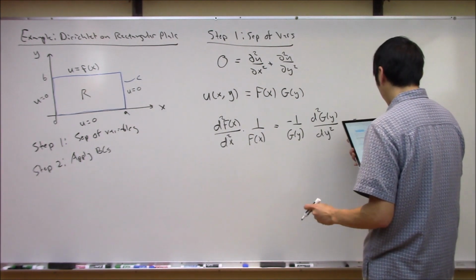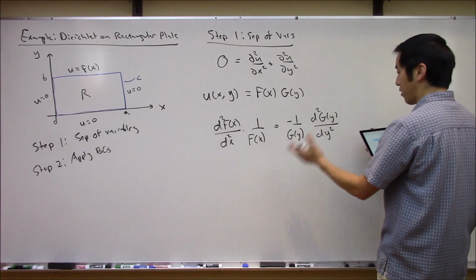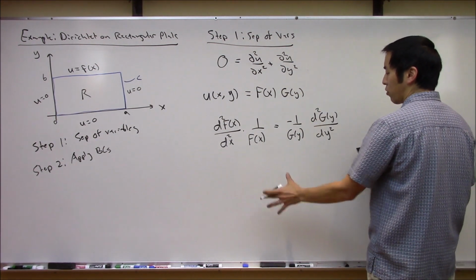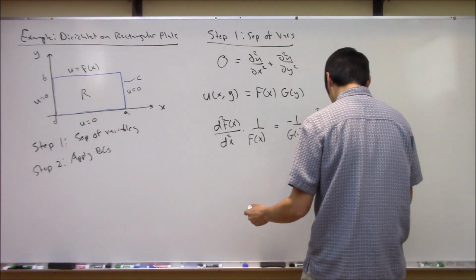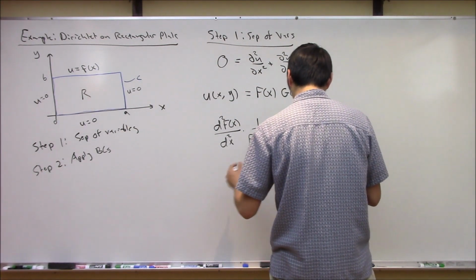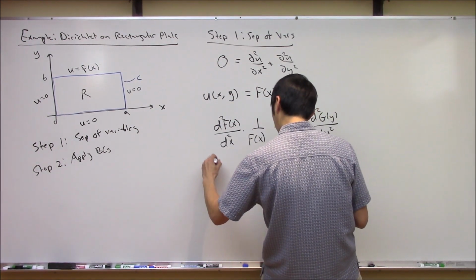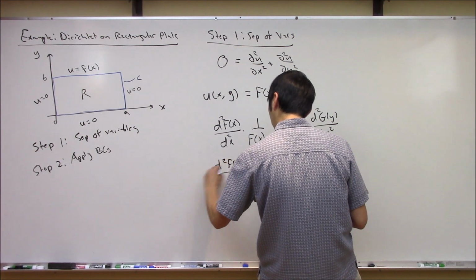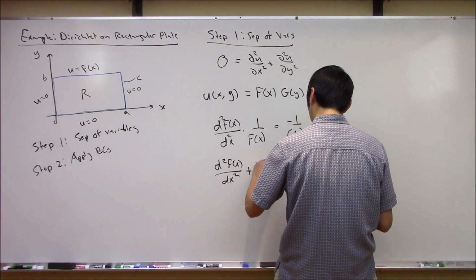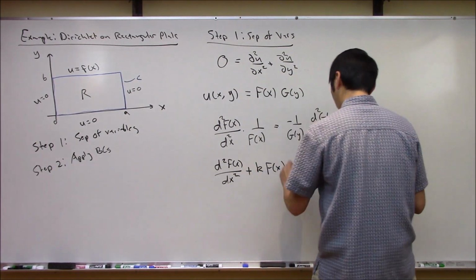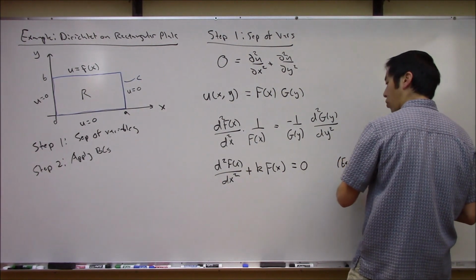Okay, so we make the same argument that we had earlier, and we say that these things have to be equal to a separation constant k, and this will turn into two ODEs. So basically we end up with these two ODEs at the end of the day. This one here, f, turns into d squared f of x dx squared plus our separation constant k times f of x has got to equal 0. Let's call this equation A, or ODE 1.